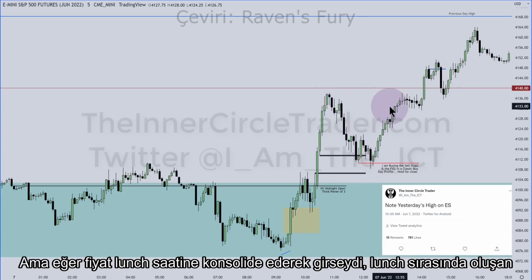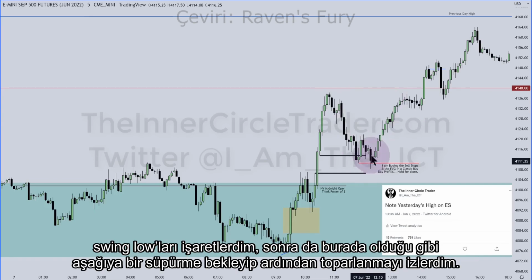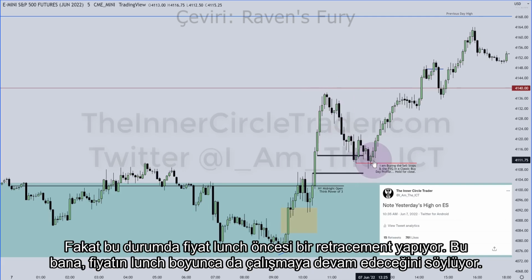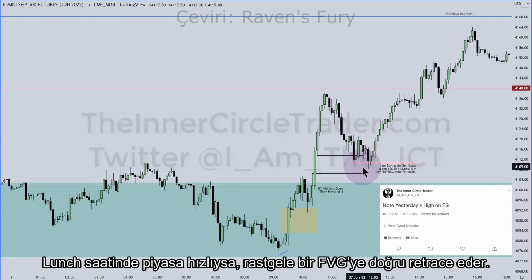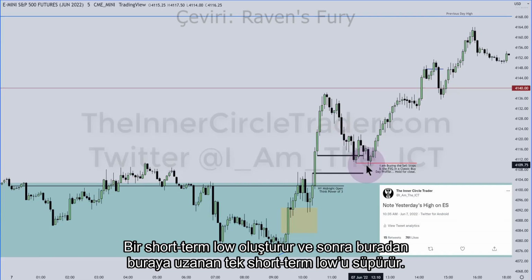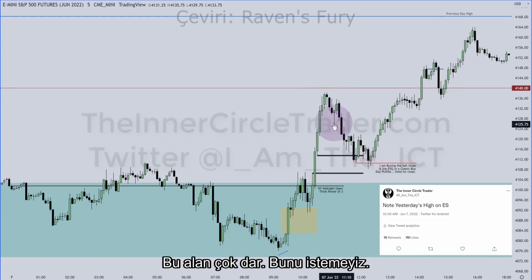But if it was consolidating into lunch, I would look for the swing lows during the lunch hour and then wait for it to drop down, sweep them like it's doing here, and then rally. But because this is a retracement going into lunch, to me, it signals that they're going to work through lunch. During the lunch hour, if it's a fast market, it's retracing back down into a random fair value gap. It creates a short-term low, and then it runs the only short-term low that's there from here to here. This is too narrow. We don't want that. It's already moved too much.